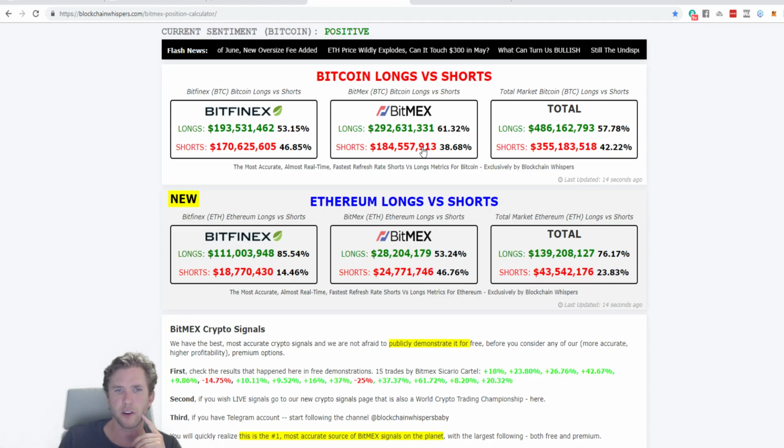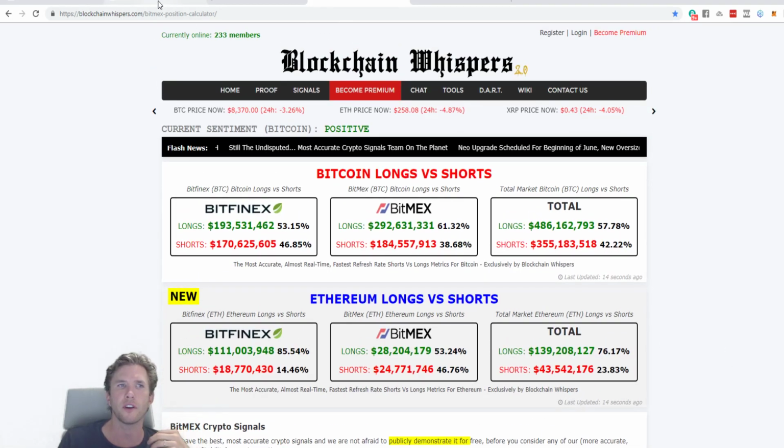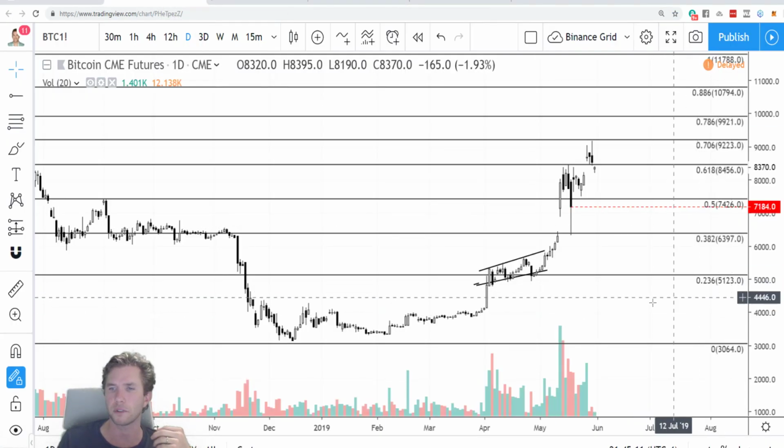This was very, very out of control, though. This was like 68, 69%. So longs are still much higher than shorts, so we could still have more of a long squeeze to the downside. So everything is very, very high risk, even still where we're sitting right now.